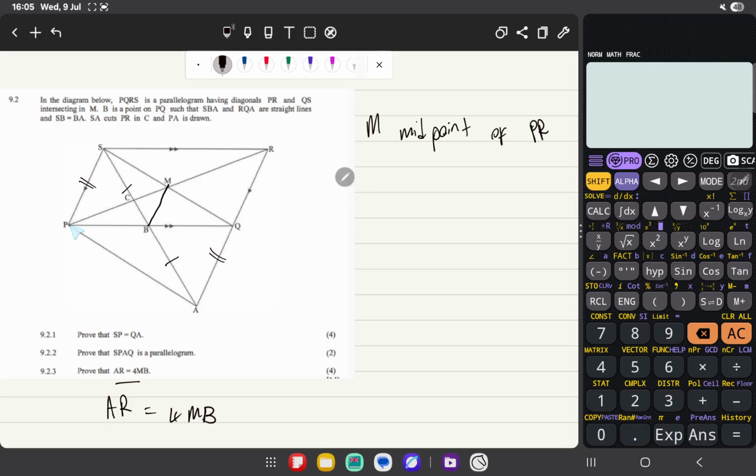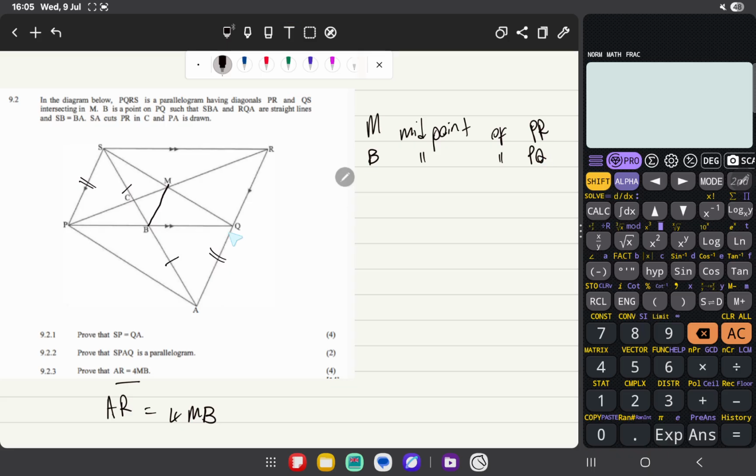Let's look at, where is PR? Here is PR, and then M is a midpoint of PR. Remember, in a parallelogram, the diagonals bisect each other, meaning that the point where they meet is the midpoint of each diagonal. Yeah, let's now look at B. Do you think B is a midpoint? It is. B is also a midpoint of PQ.